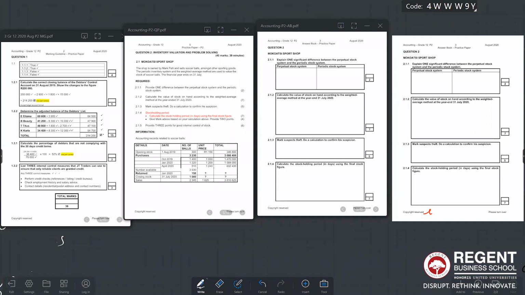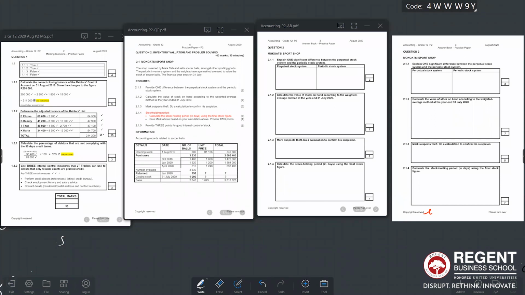The owner doesn't know. If he wants to work it out, he must go count everything in his shop, count all his stock, and then only he'll be able to determine the cost of sales. Another difference between the perpetual and the periodic: in the perpetual inventory system, you use a trading stock account.